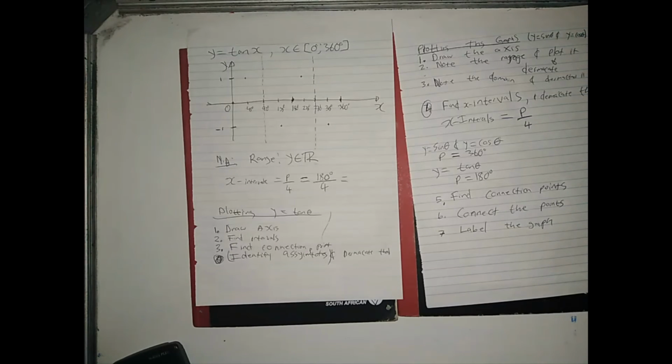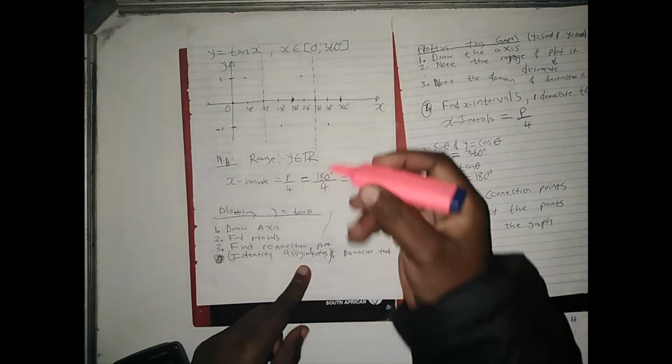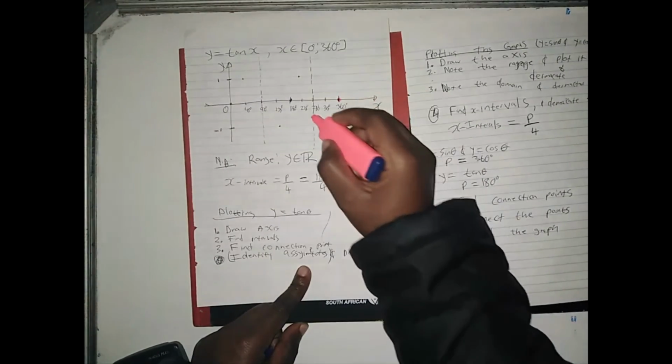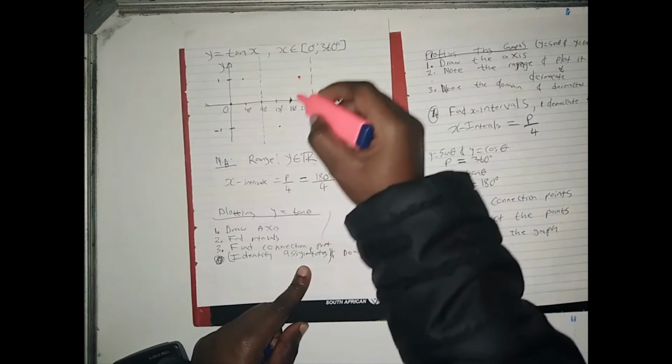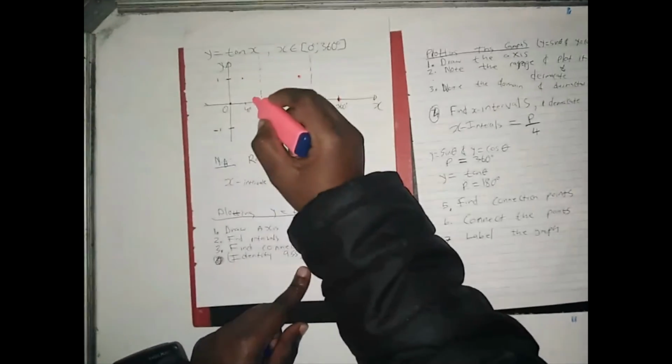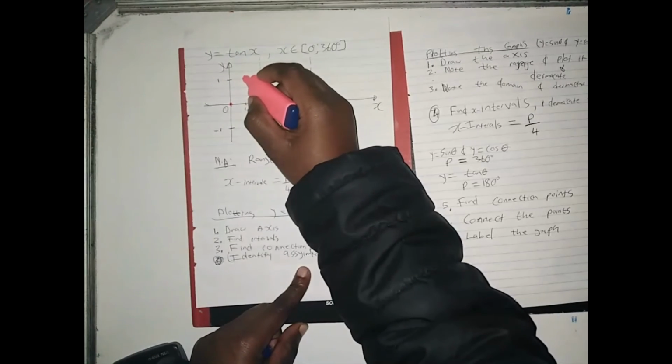Let me put a nice color so that you can see them properly. It's this one. It's this one. It's this one. It's this one. It's this one. It's this one. And then it's this one. Okay. So whatever graph that we write, it must pass around those points.